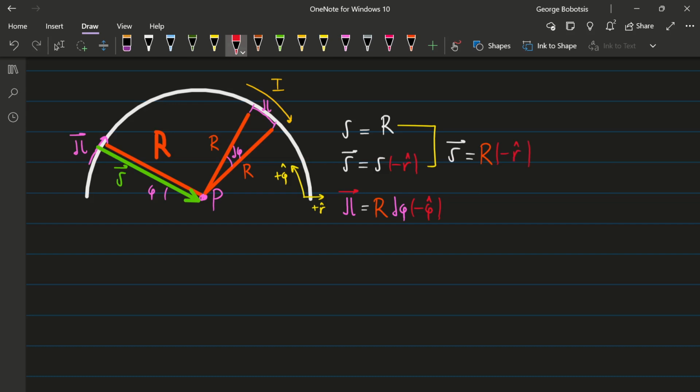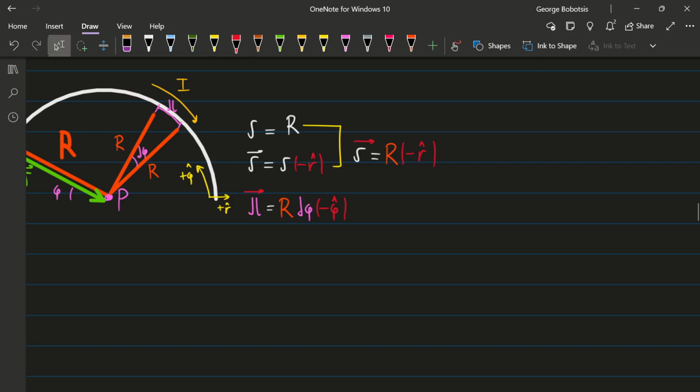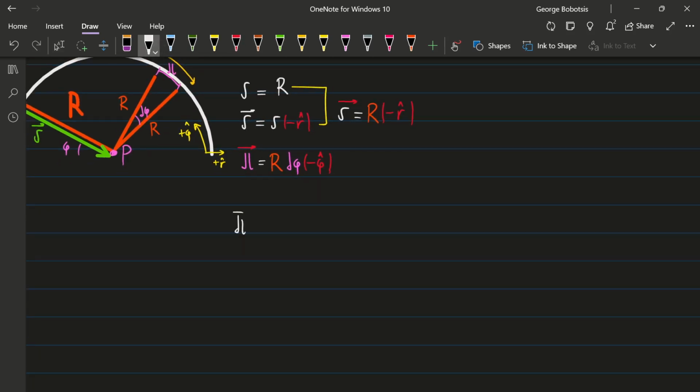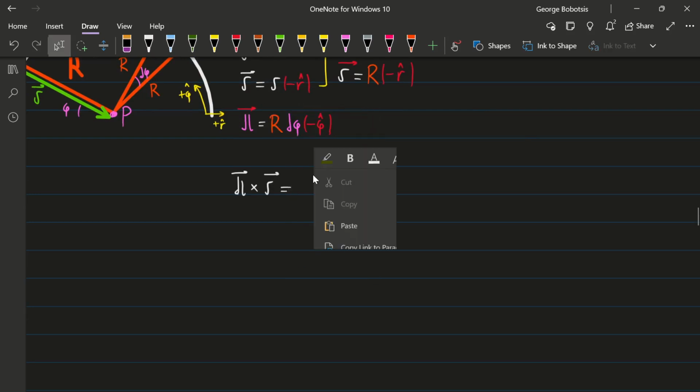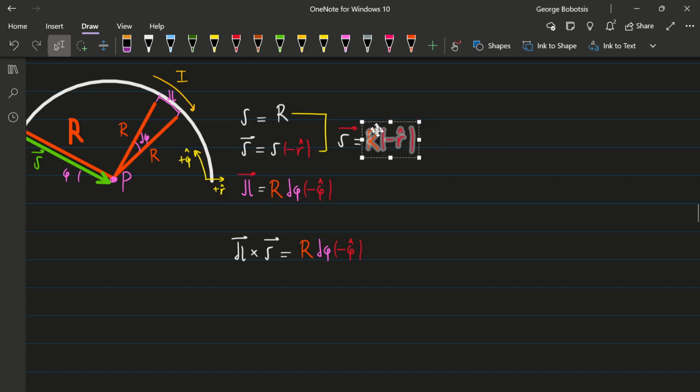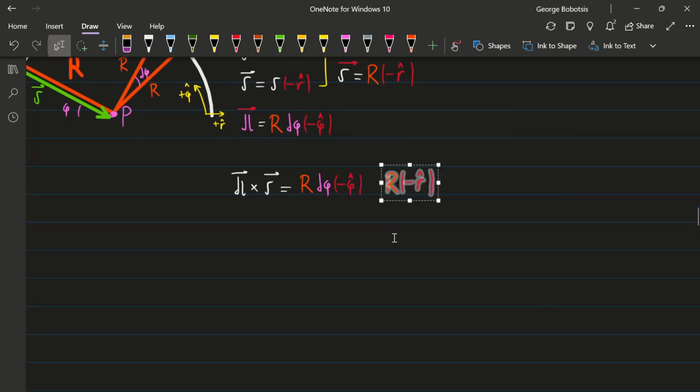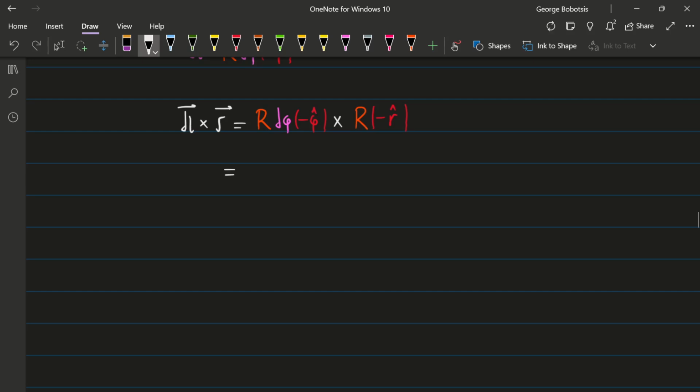Now, what do I do next? Well, the important bit is the cross product between these two guys. It's pretty obvious, so I'm going to go for it. dL crossed with the r vector, not the unit vector. Well, that's going to get me now what? It's this guy right there being crossed with this guy right here. Cross product. So at the end of the day, you end up having an R squared d phi. The negatives cancel, and all you get is phi hat crossed with r hat.